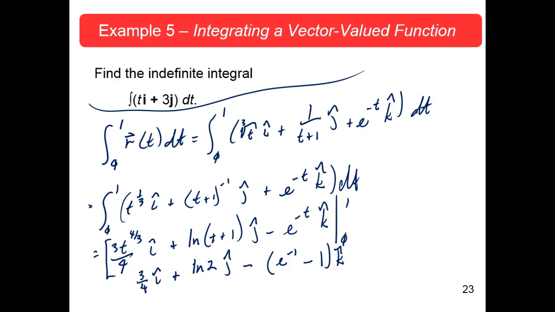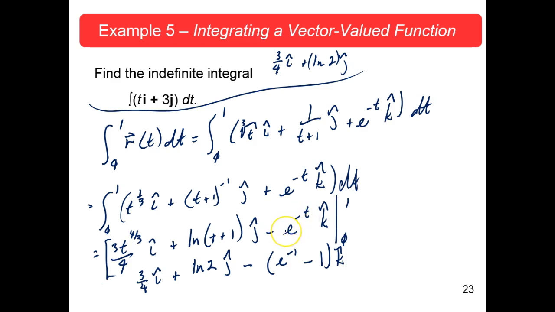Now, everything's pretty hunky-dory there, except I like to clean up that last one a little bit. So that would be 3/4 i plus log 2j. I don't know if I need parentheses there. I'll just put them in. I guess part of the reason is so you don't think it's log of 2j. It's not. It's log 2 of j, times j.